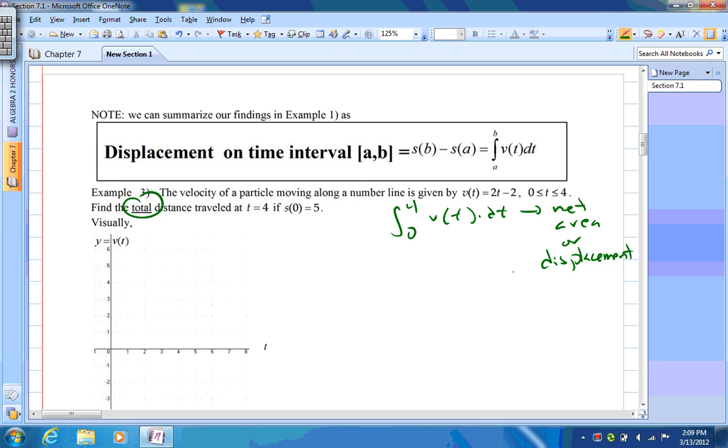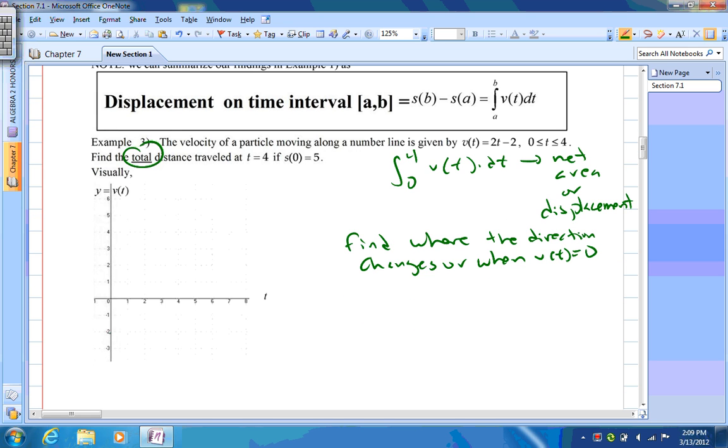What we need to do instead is find where the direction changes, or when v of t equals 0. Now if you think about it, our velocity graph is linear. It's going to look like this. If you plot some points, it's pretty easy to do. You got that?